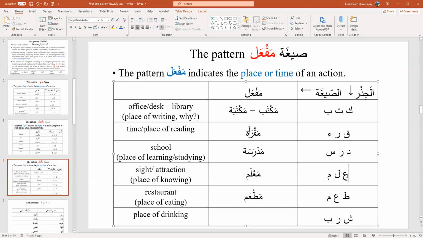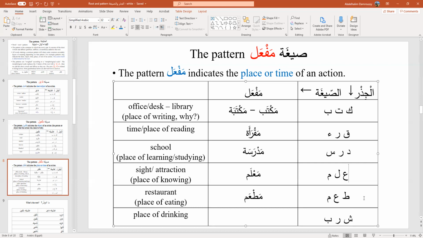Next is Ain Lam Mim. Ain Lam Mim is the root that has to do with, that's right, knowledge. So to put it in the pattern maf'al, replace the fa with the first letter of the root, which is the ayn. Replace the ayn with the second letter of the root, which is the lam. Replace the lam with the third letter of the root, which is the mim. And then add everything else as it is, the mim, the fatha, the sukun, the fatha. So it will be ma'lam, okay?